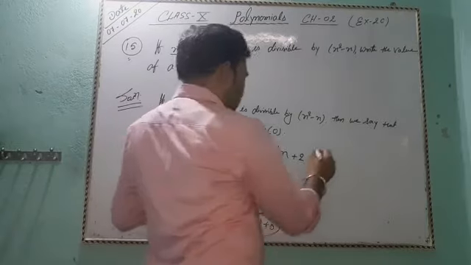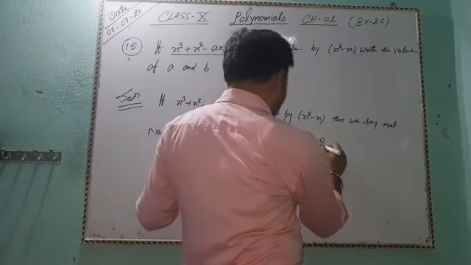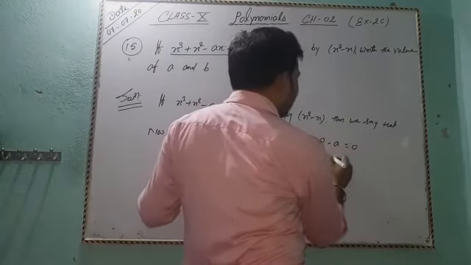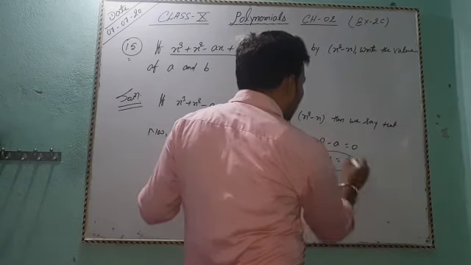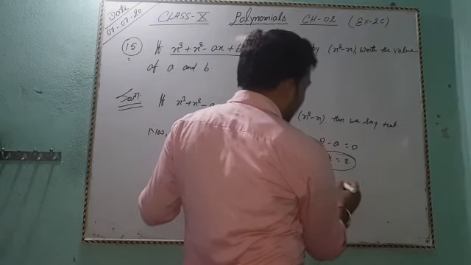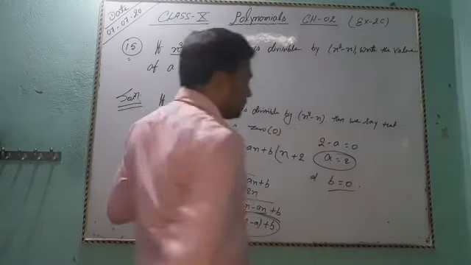So 2 minus a equals 0. So a equals 2 and b equals 0. Okay.